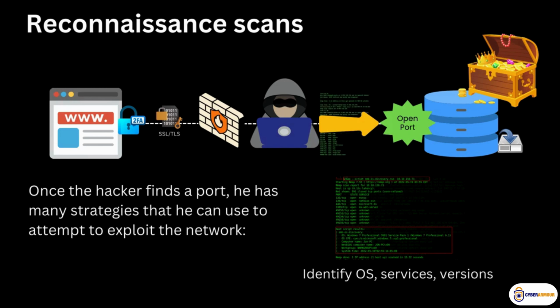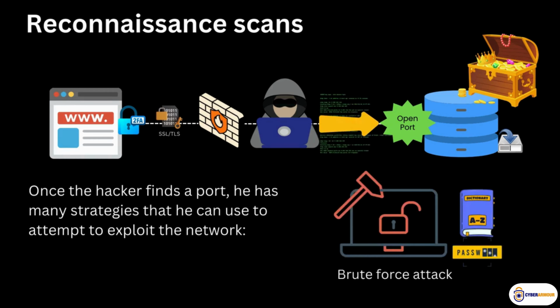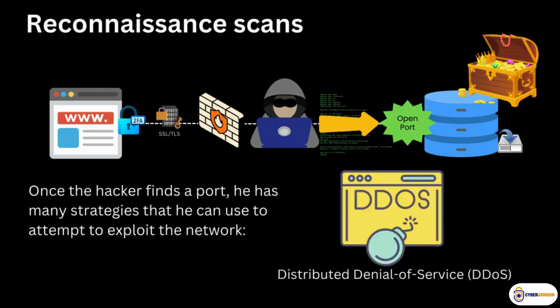First, he can do an Nmap scan to identify the operating system, the services that are running, and their version numbers. With this information, he can cross-reference it with CVEs to see if he can do an exploit. He could do a brute force dictionary attack or credential stuffing. He can do SQL injections to try to execute queries, corrupt the database, or extract data from it. He can try to do distributed denial of service attacks to make it unavailable.